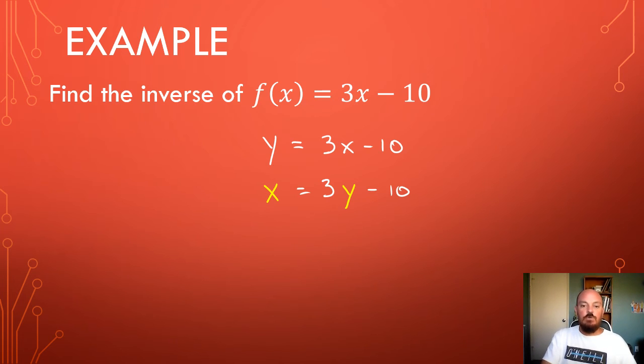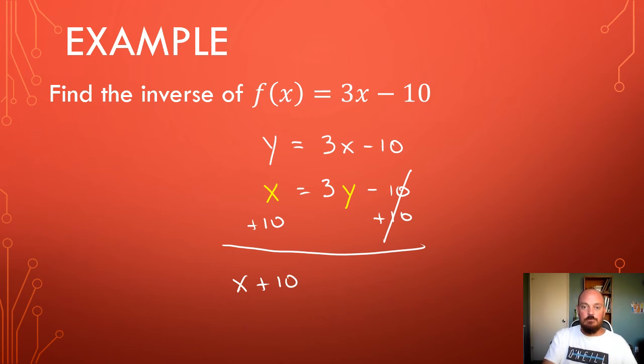If I want to solve this equation for y, the first thing I would probably get rid of is that minus 10. And to get rid of a minus 10, we use a plus 10. And then of course, remember our number one rule for equation solving, you can do anything you want as long as you do the same thing to both sides. So I'm going to do a plus 10 over here with the x too. So those 10s are gone. The x plus 10 is just x plus 10. And it equals, now the only thing that's left is the 3y.